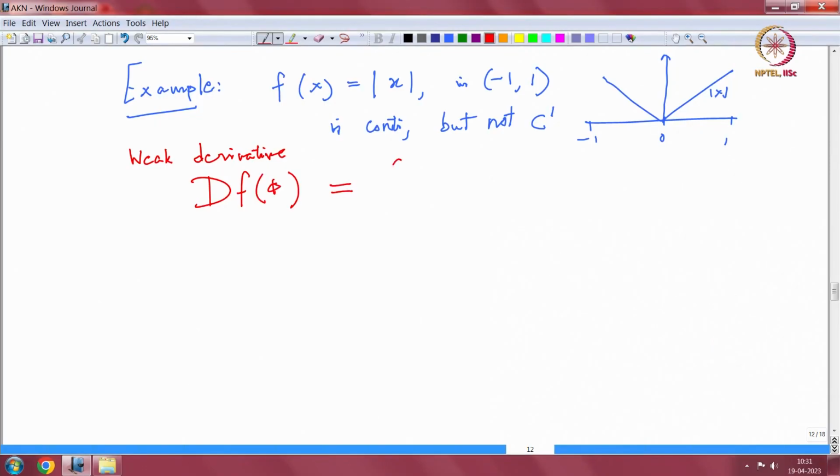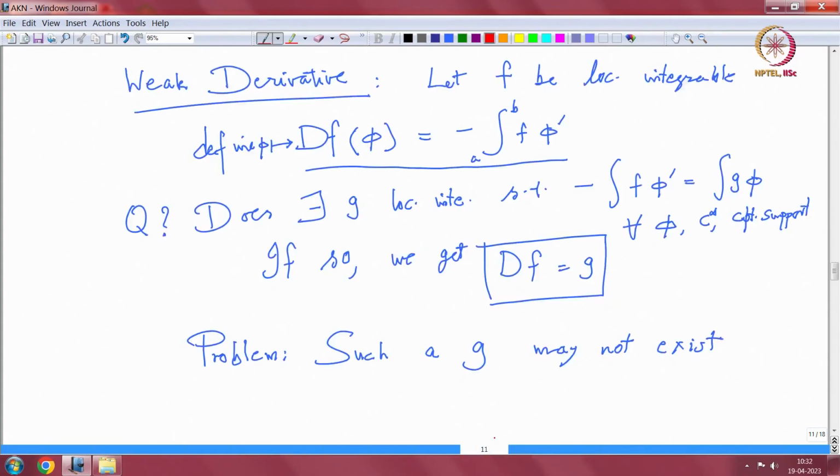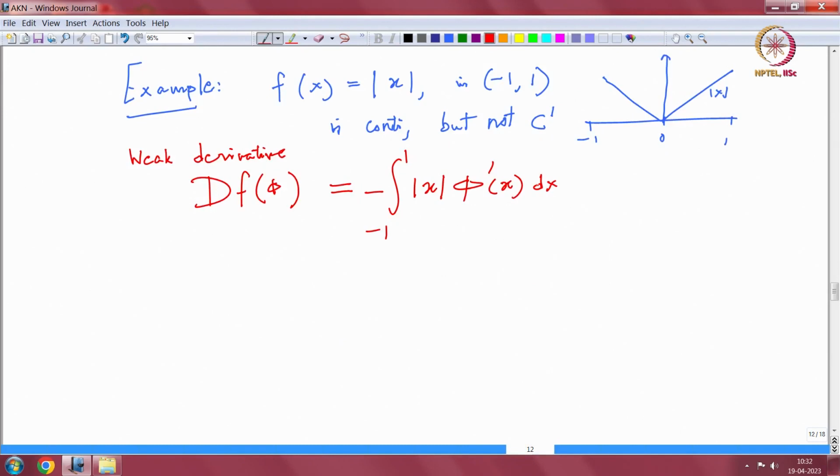is equal to the integral from minus 1 to 1 of modulus of x times phi prime of x dx. This is by definition. You look at the definition. This is the definition. Okay. So, it is mod x into phi prime of x. The problem is that you cannot do an integration by parts at this stage because mod x is not a C1 function. But then this is C1 except at the origin.